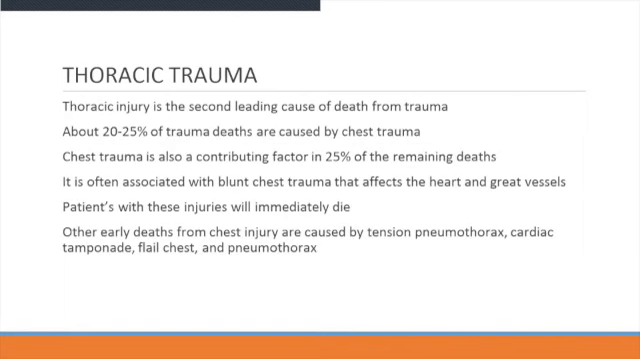So thoracic injuries are the second leading cause of death in trauma. About 20 to 25% of trauma deaths are caused by chest trauma. Chest trauma is also a contributing factor to 25% of the remaining deaths. It is often associated with blunt chest trauma that affects the heart and great vessels. Patients with these injuries will immediately die. Other early deaths from chest injuries are caused by tension pneumothoraxes, cardiac tamponades, flail chests, and pneumothoraxes.